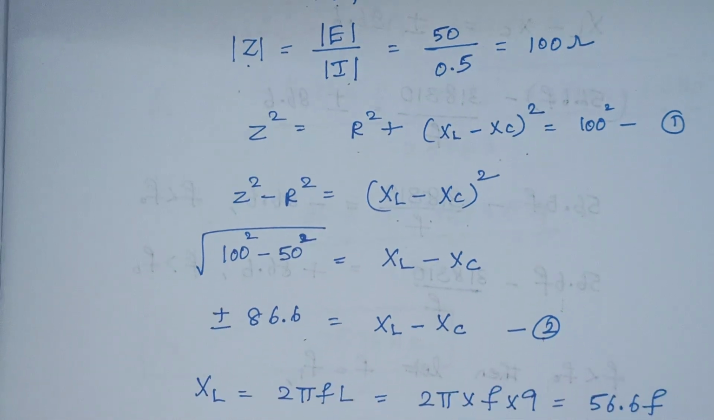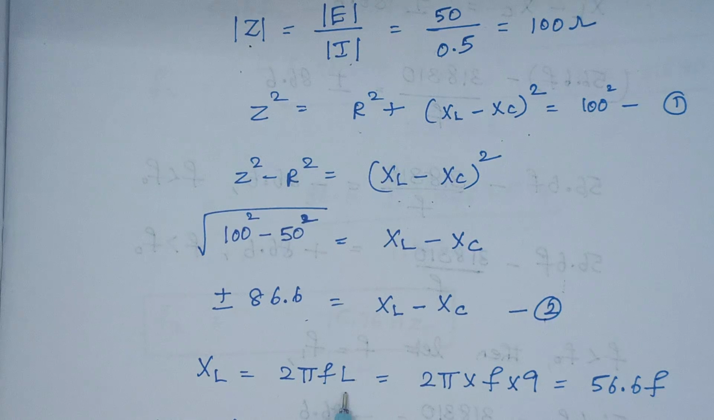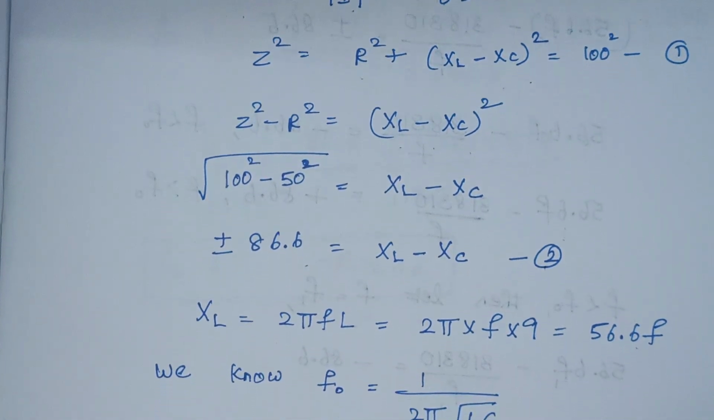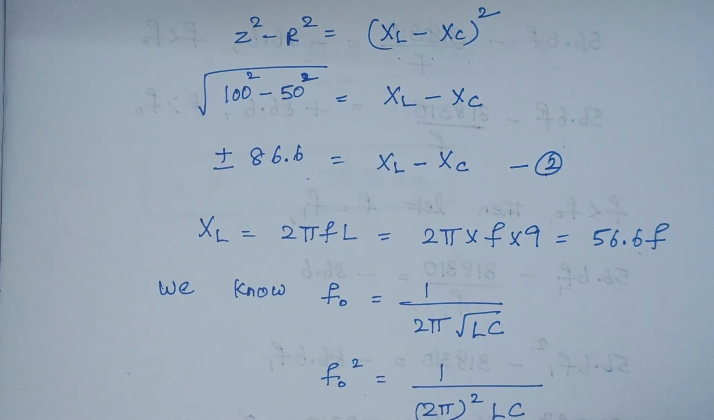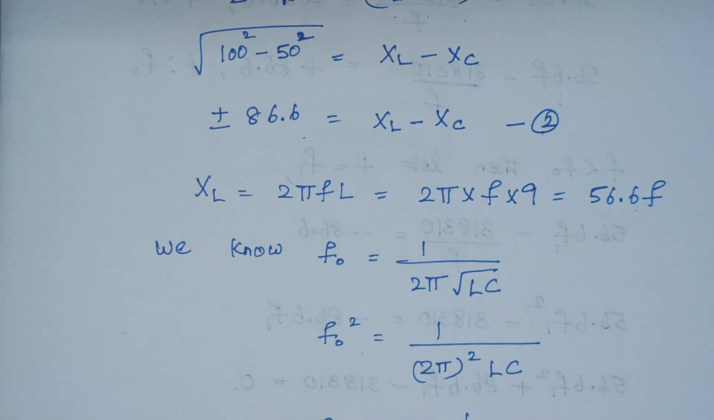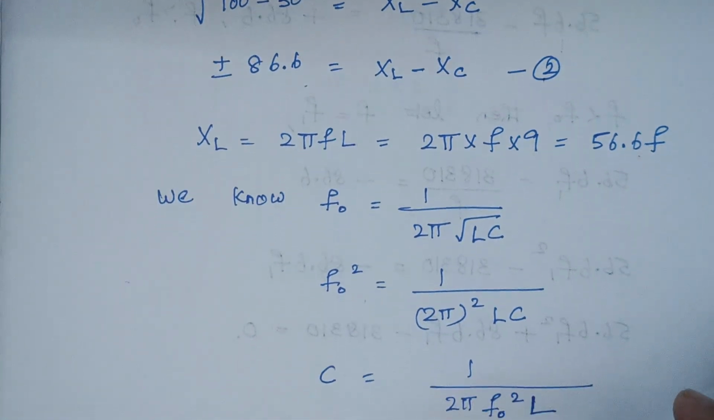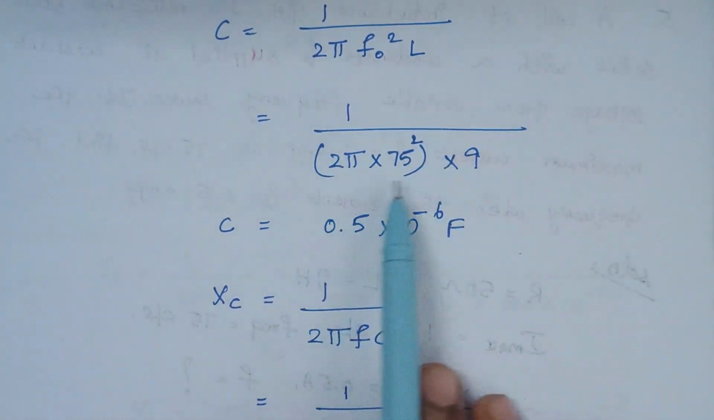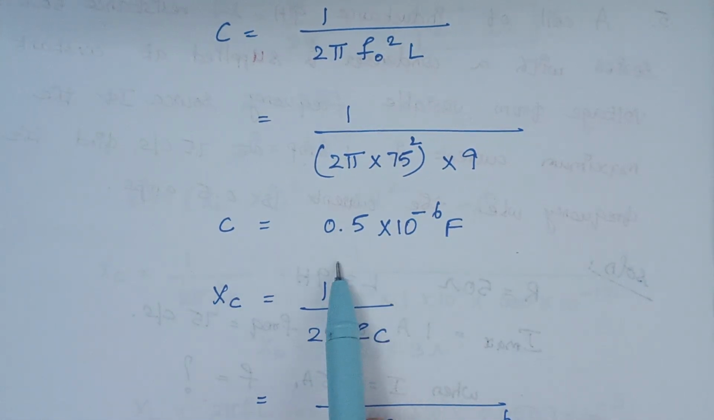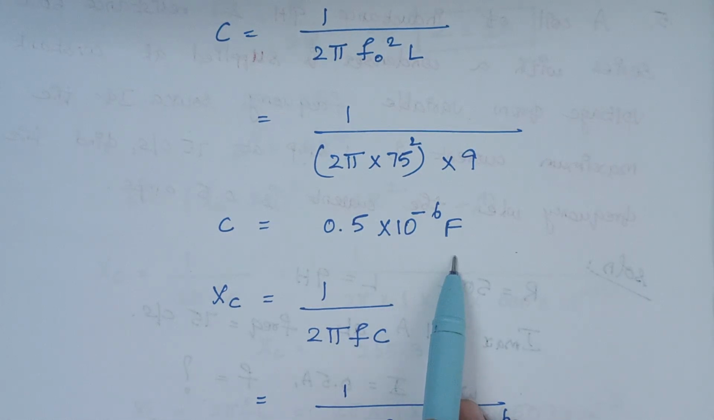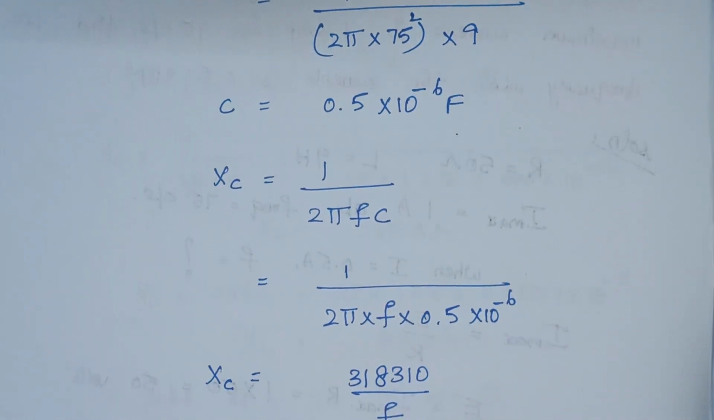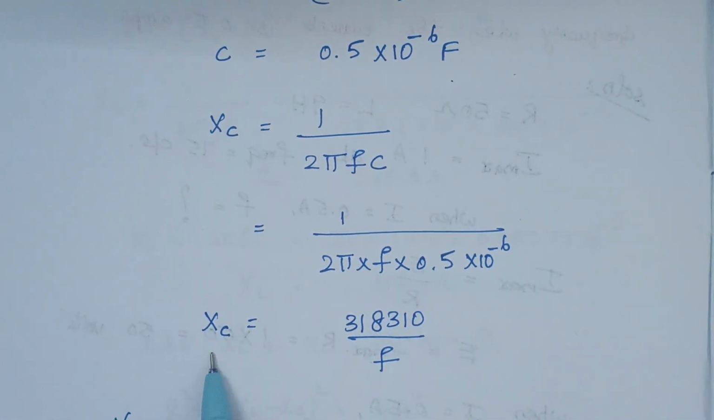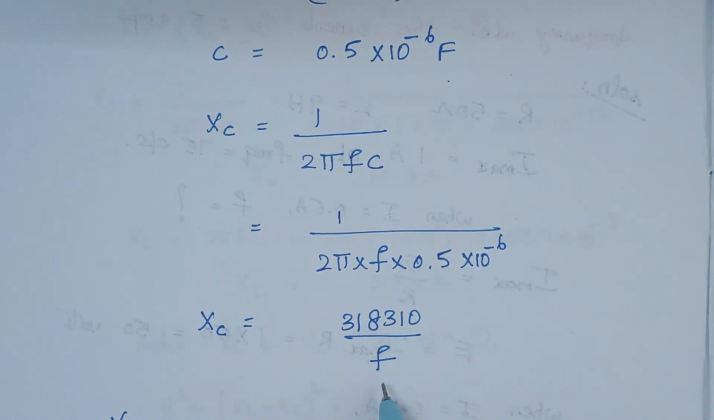Now, the next thing is, the formula for XL is 2 pi FL, right? We don't know the value of F, so keep it as such. Therefore, the value of XL is 56.6 F here. And the next thing is, we are moving on to the resonant frequency formula. Under the resonant frequency formula, the first thing is, we are squaring on both sides. And the next thing is, we are writing an expression for C. Now, just substitute the values here and the value of capacitance is calculated as 0.5 into 10 to the power minus 6 farad. Right. Next, XC. XC is given by 1 by 2 pi FC. Again, the final value of XC is calculated as 318310 divided by F.